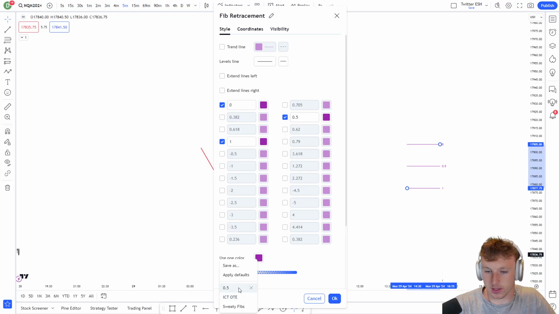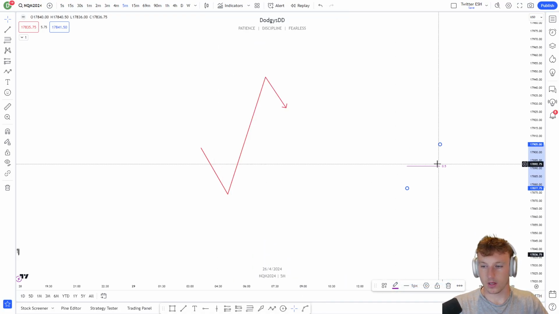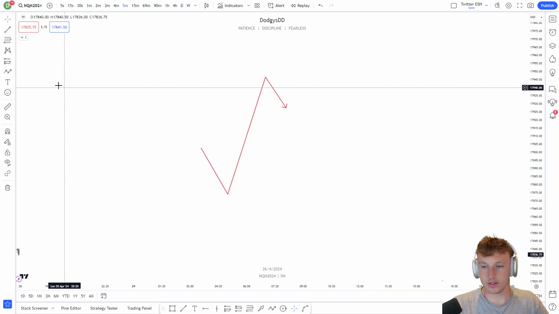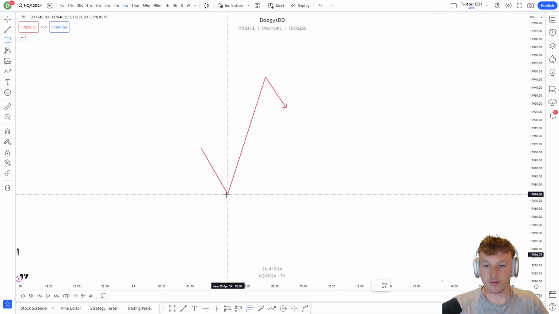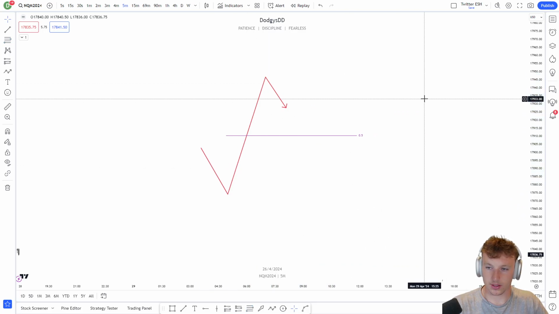You can save this as a template if you want. I know some people use OTE, which is another fib setting that I'll go over in another video. Just have the 0.5, 0, and 1 on. I typically do not use the 0 and 1 because I already know where I draw it from, but for the sake of this video and teaching you guys, I'll have them on. You draw it from the bottom to the top, because it's a bullish impulse leg.